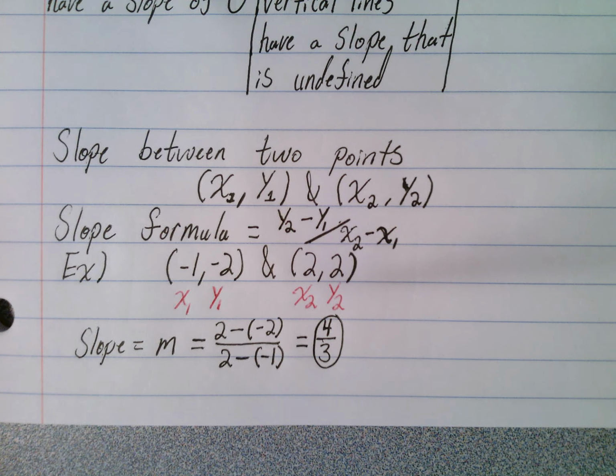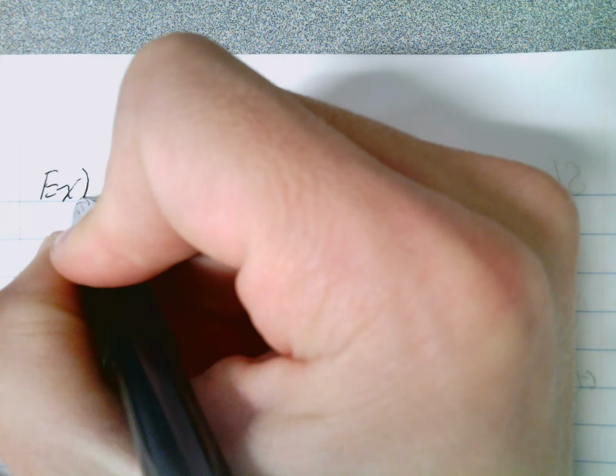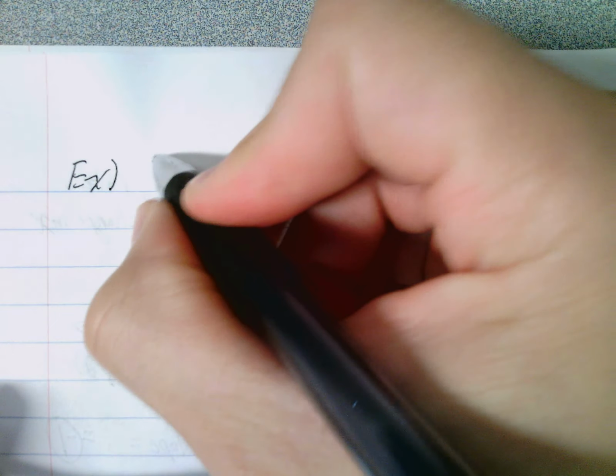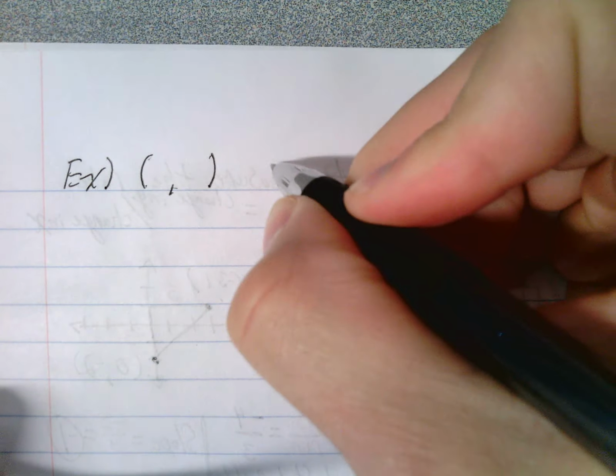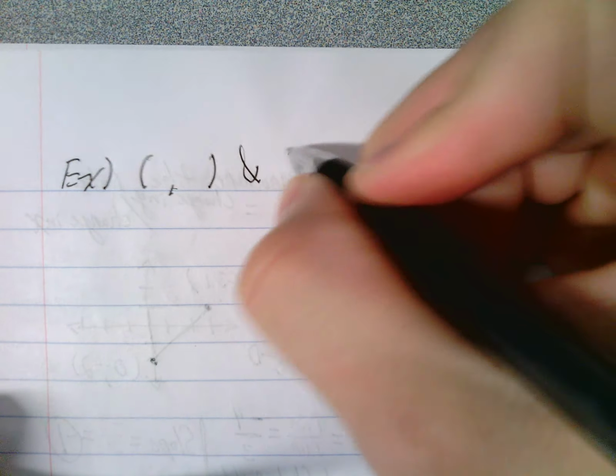Let's do another example of these. Okay, I'm going to flip to a new page so I don't run out of space. Let's do this. Okay, here's another example. Let's find 2 points here, and let's just pick some numbers, and let's find the slope between these two.